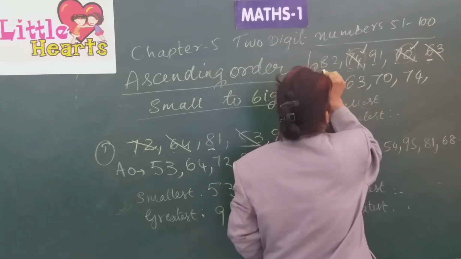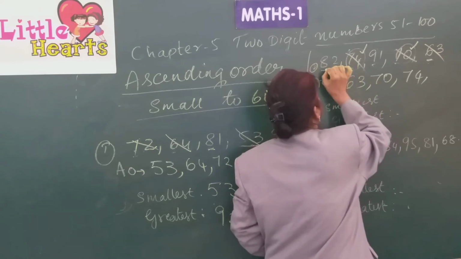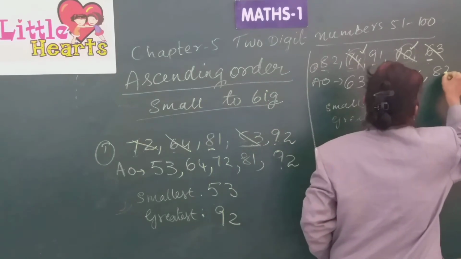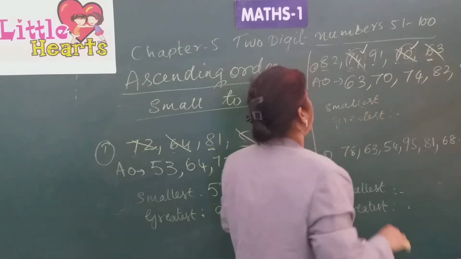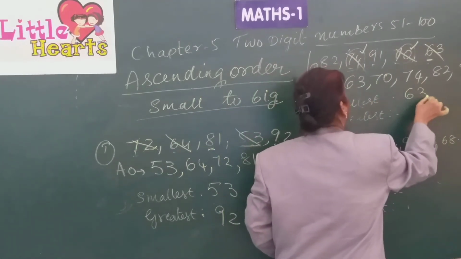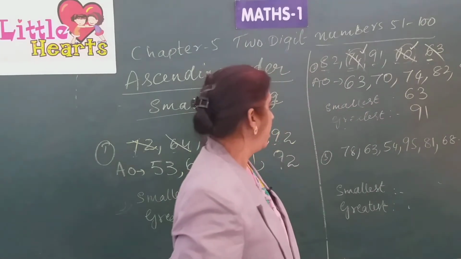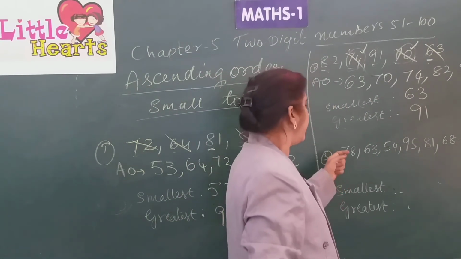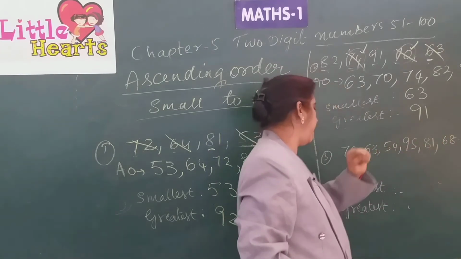And in this, 82, 91. 8 in the tens, 9 in the tens place. So 8 comes next, 82 and 91. So among this set, the smallest number is 63 and the greatest number is 91. And come to the next set: 78, 63, 54, 95, 81, 68.